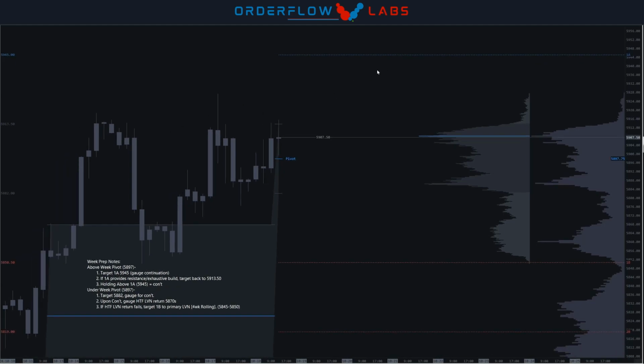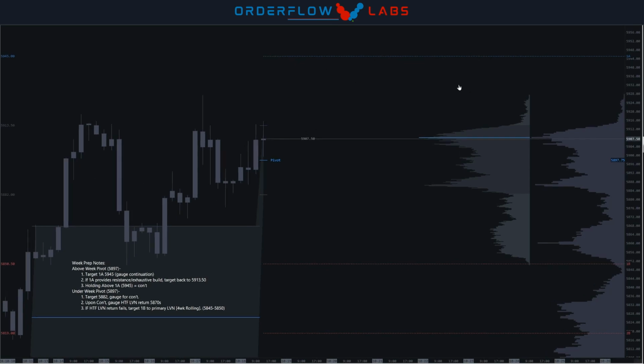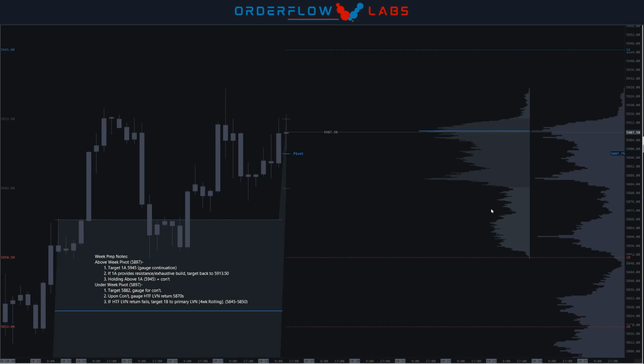Today we're going to be looking at week prep here for ES and NQ. What I want you to be familiar with is that the inside profile is the previous week volume build. The outside profile is the 4-week rolling. And we have our pivot, we have our targets from it, and so forth. Just some notes along the way.